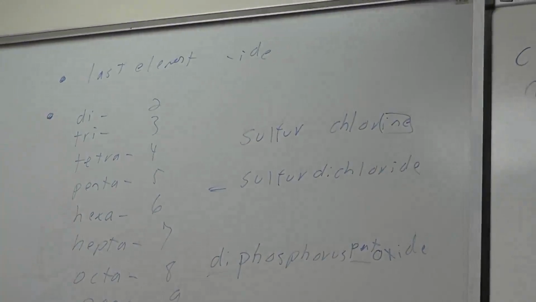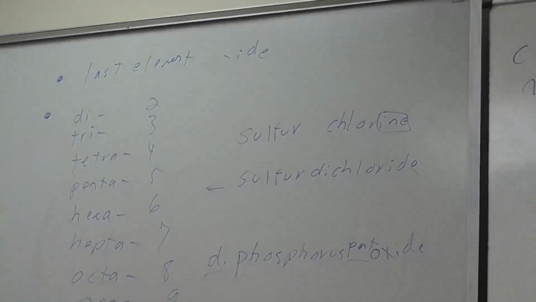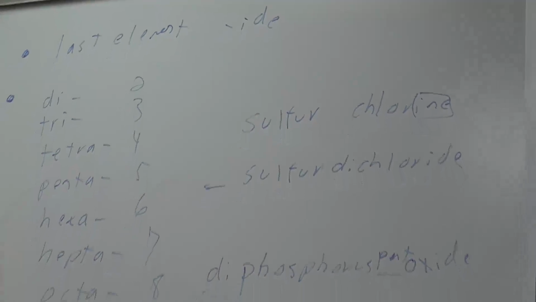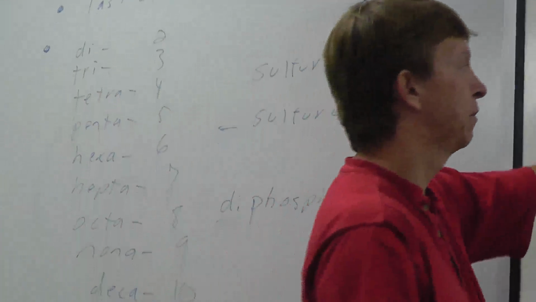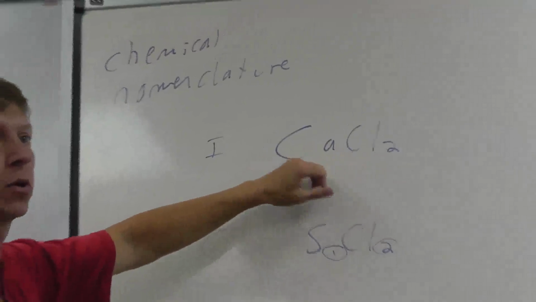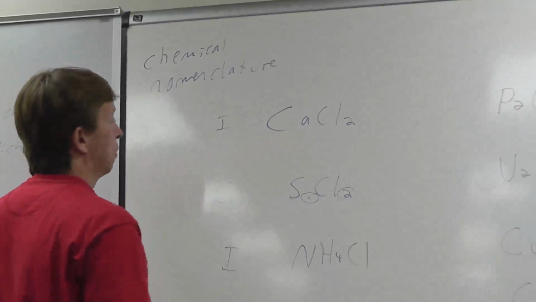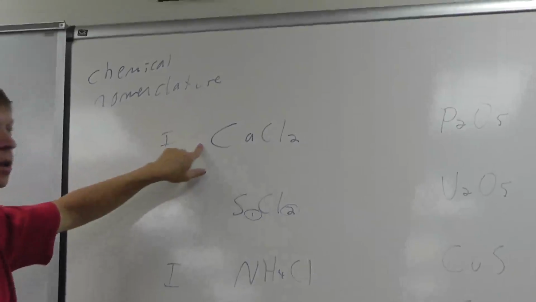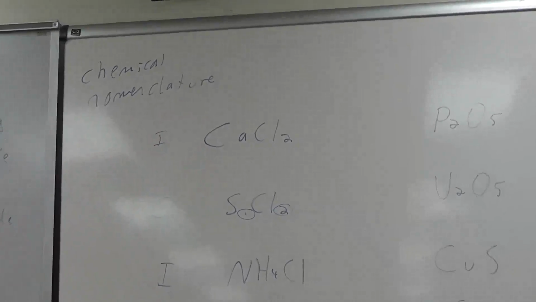2 and 5. Question about that? The covalent ones are very straightforward. The problem comes when people try to look at this and call this calcium dichloride. That's wrong. Because these prefixes are for covalent things, and that's ionic. So that would be applying the wrong system.